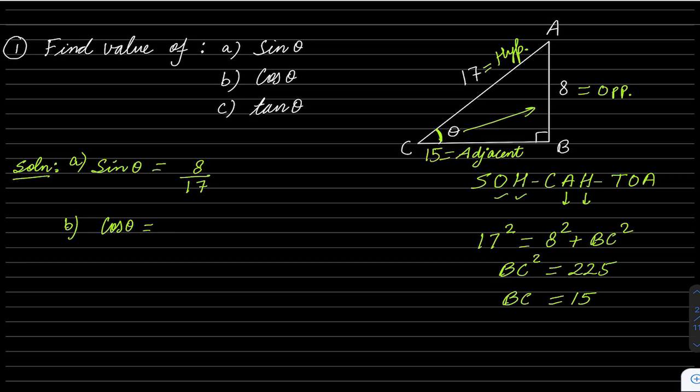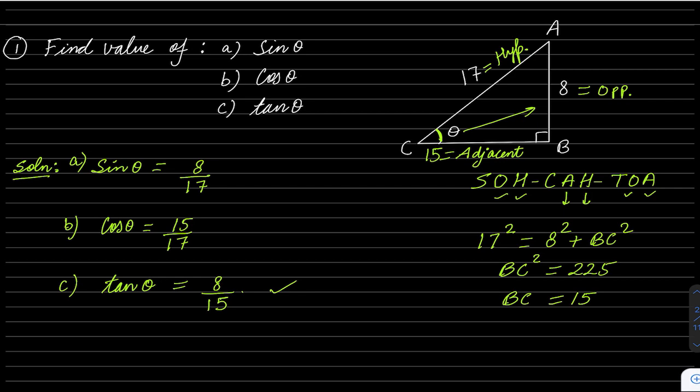Now we know all the three sides. So cos theta is adjacent, that is 15, over hypotenuse, that is 17. Let's try finding tan theta. Tan theta is opposite divided by adjacent. What is my opposite side? That is 8. What is my adjacent side? That is 15. So this is my answer for tan theta.